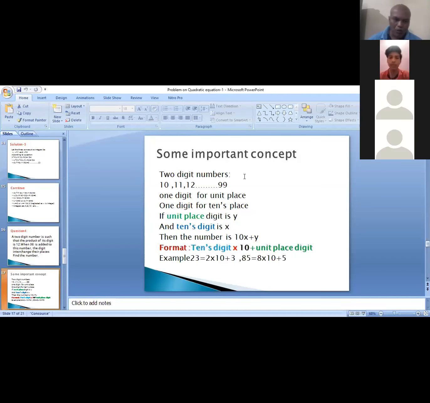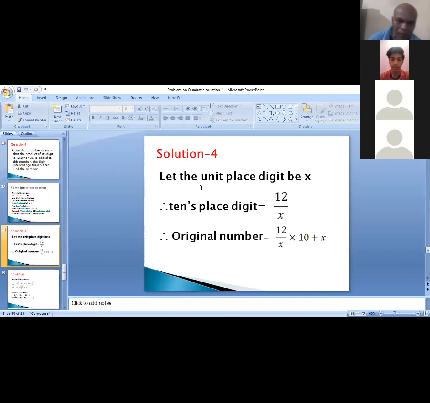Now, come to the question. How do you form it? Let the unit place be x. The 10th place is 12 by x, because it is given in the question that the product of the two digits is 12. So if one number is x, the other number is 12 by x.